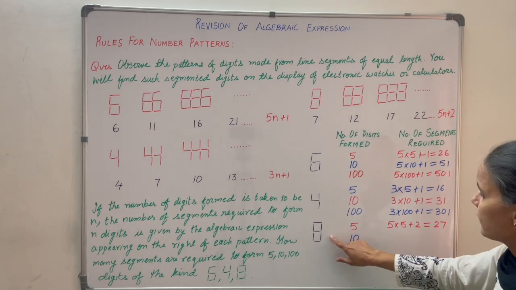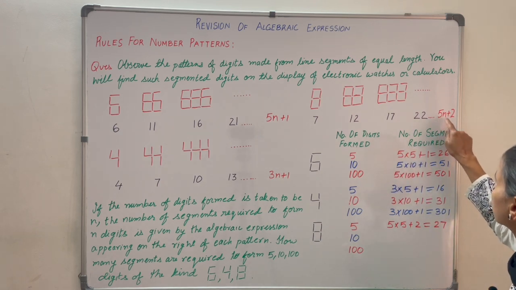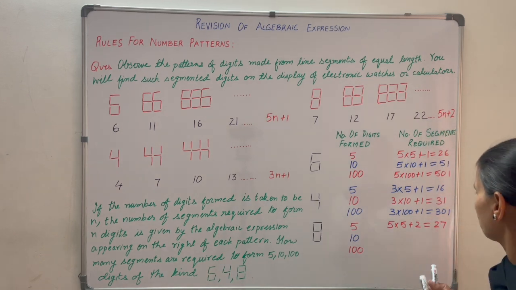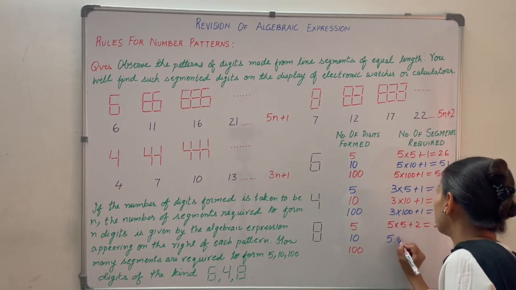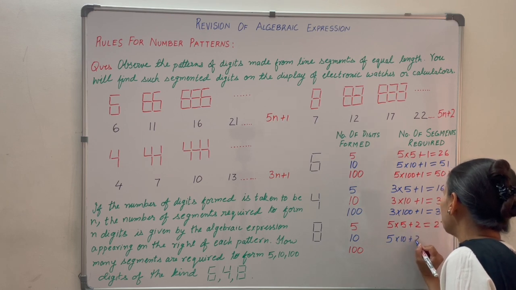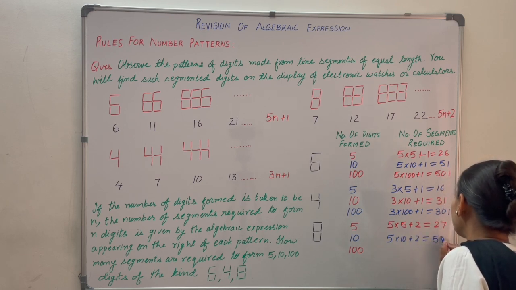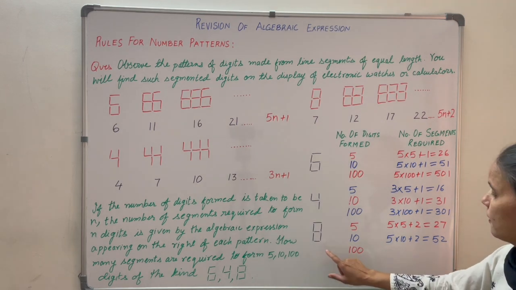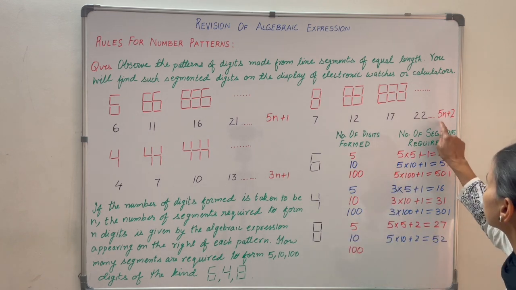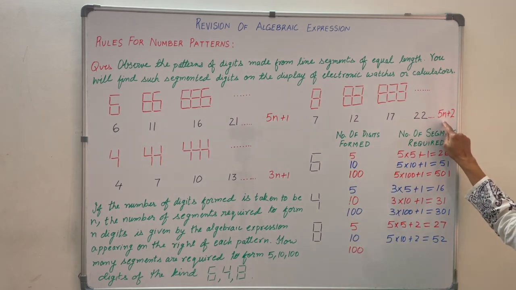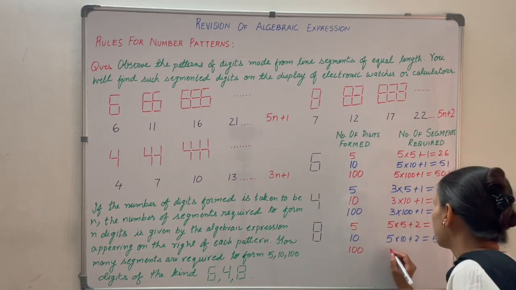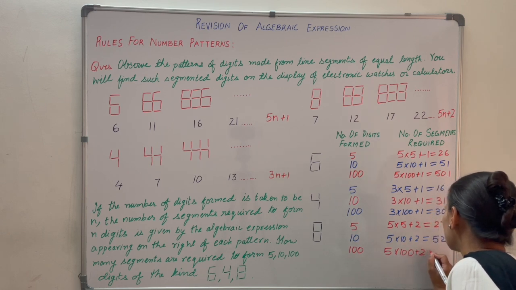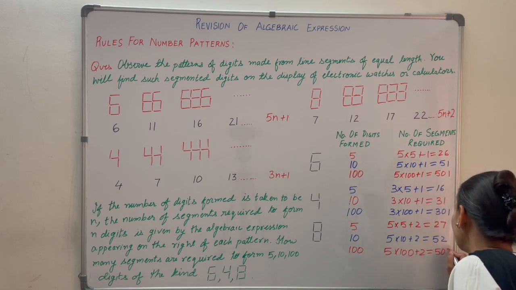When there are 10 eighths, how many line segments will be required? The value of n here is 10. So 5 into 10 plus 2, that is equal to 52. So 52 line segments will be required to form 10 eighths. When there are 100 eighths, then the number of line segments required is 5 into 100 plus 2. So this is 502.